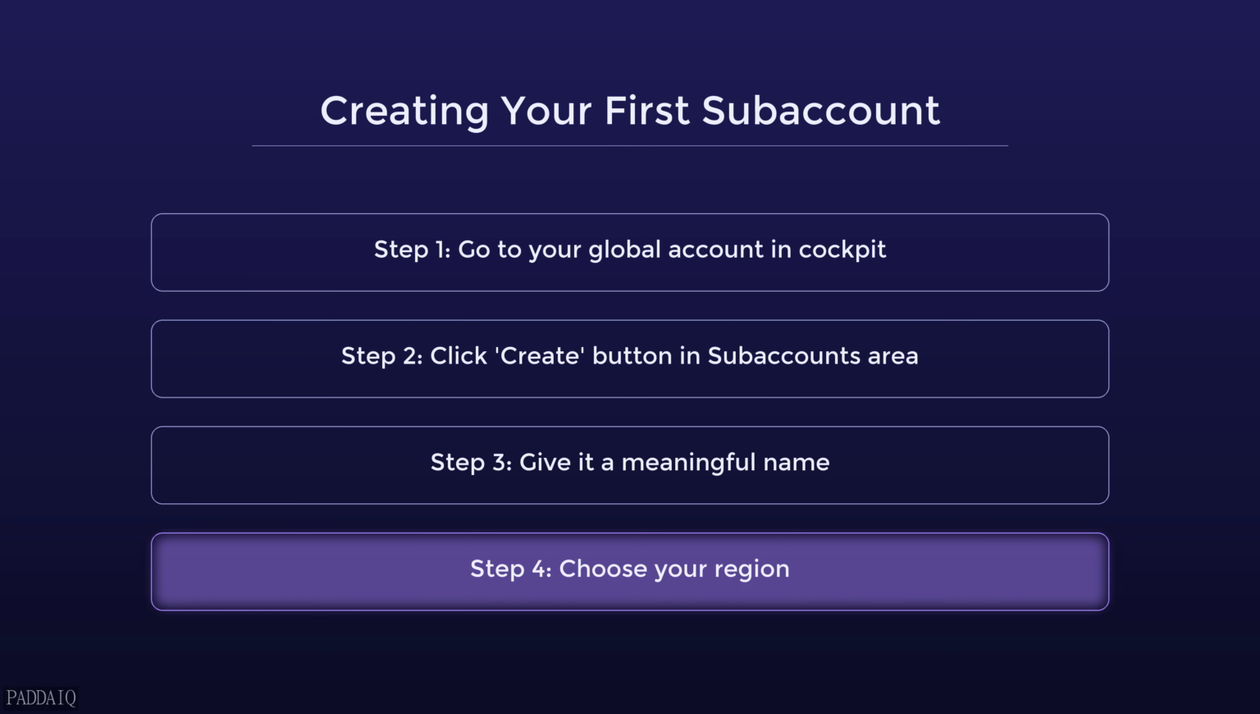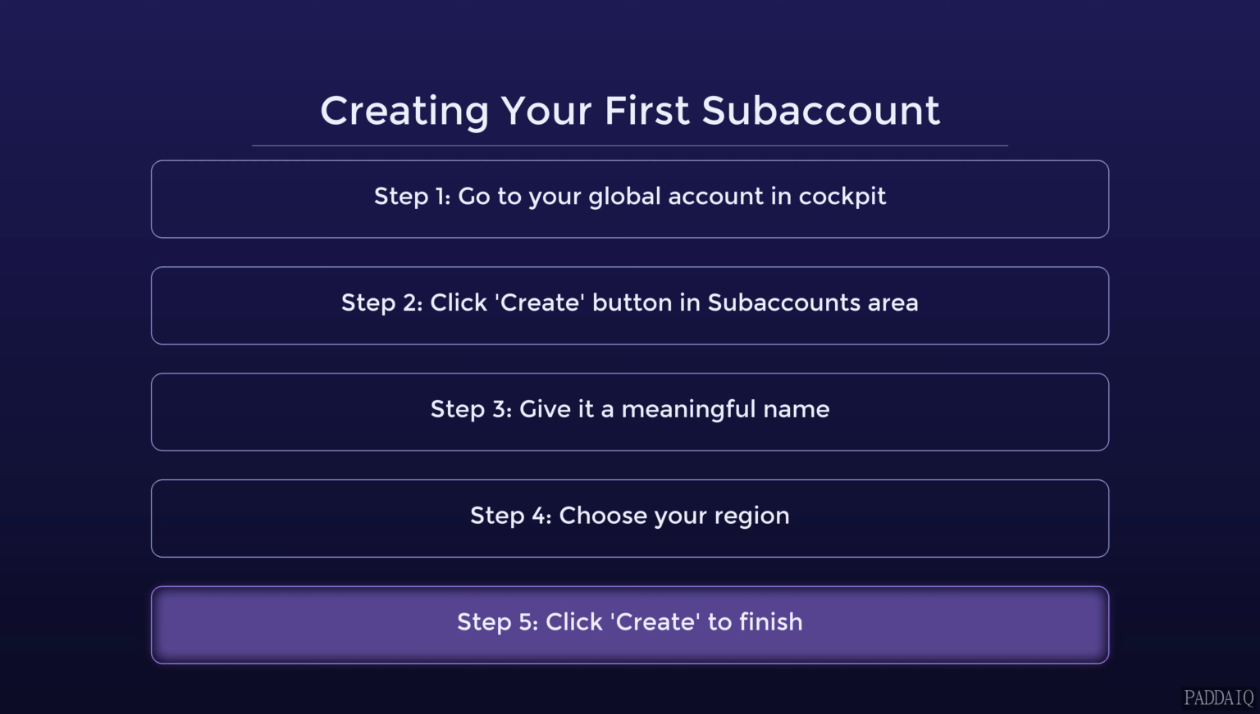Step 4. Choose your region. This means selecting the geographic location where your sub-account and its resources will physically reside. For instance, if your users are in Europe, you might pick the Frankfurt region for lower latency. This decision impacts performance and compliance, so choose wisely.